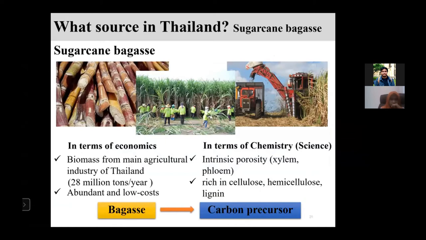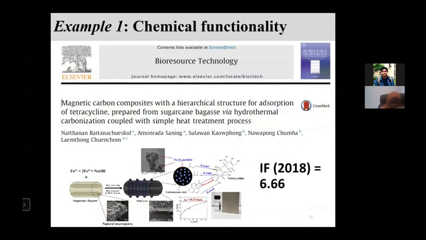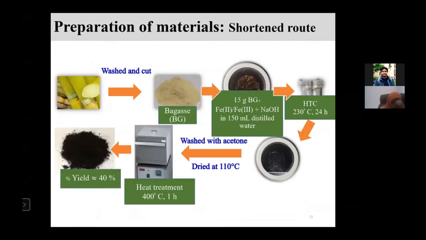We choose one biomass to turn into the carbon composite, plus the magnetic material inside. We choose sugarcane bagasse because in our country we have a lot of it. In terms of chemistry, it contains cellulose, hemicellulose, and lignin, which are a good source of carbon precursor. This is example one. I stress the chemical functionality here, and we will see later what actually happened in this work. We simply mix things together.